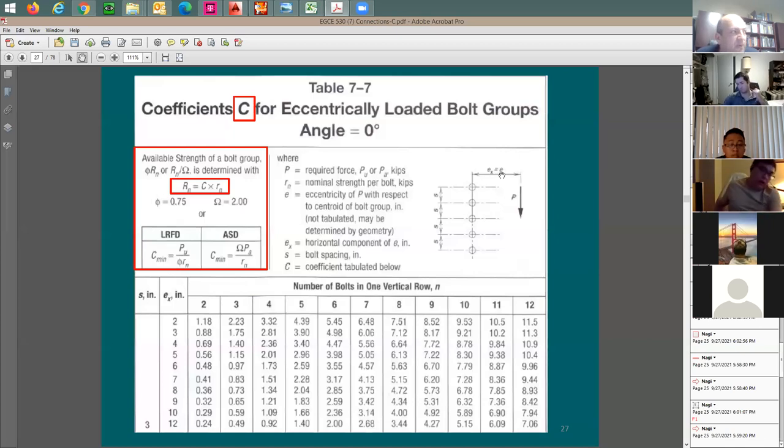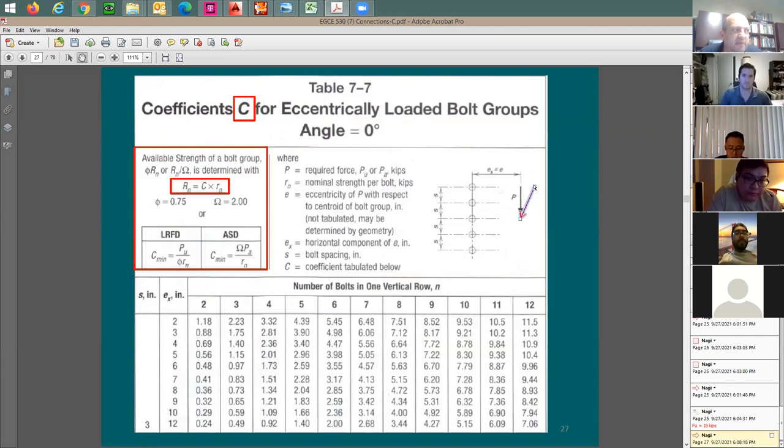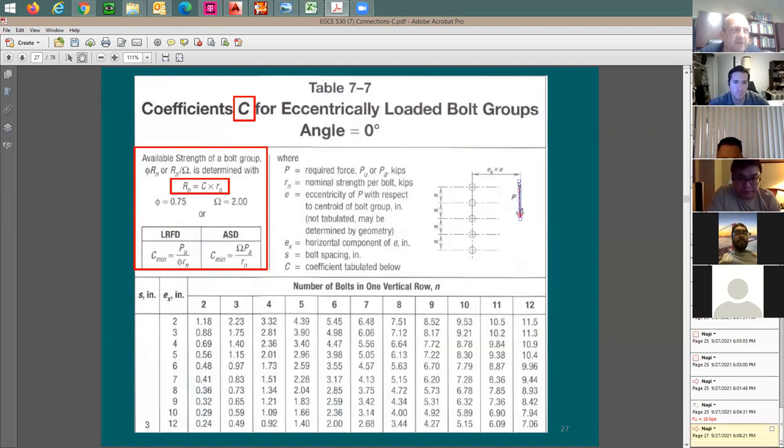The eccentricity in this case, I call it E or EX. Now let me look at all of this information. It says here this table is going to give you these coefficients, C. I'm trying to understand what a C is used for. For an eccentrically loaded bolt group at an angle of 0. What do you mean by angle of 0? It means I don't have a case like this. So this angle is equal to 0, exactly vertical load, right? It says here phi Rn is going to be equal to the following. The phi factor is 0.75, okay? R sub n is going to be equal to this C multiplied by r sub n lowercase.